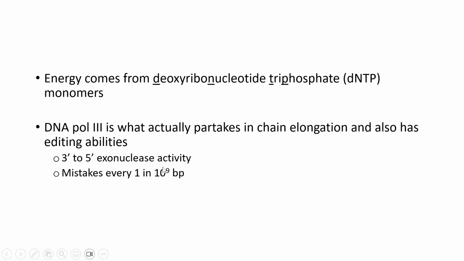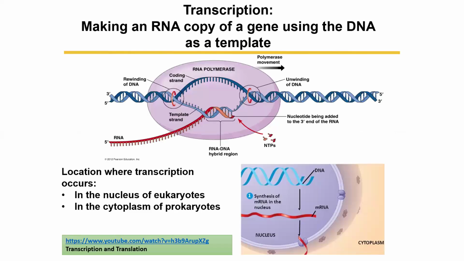Typically, it would make a mistake about 1 in every 10 to the 9th base pairs. So that's a big, big number, and very little chance. But when they do make mistakes, they end up fixing them with the proofreading abilities of these polymerases themselves.